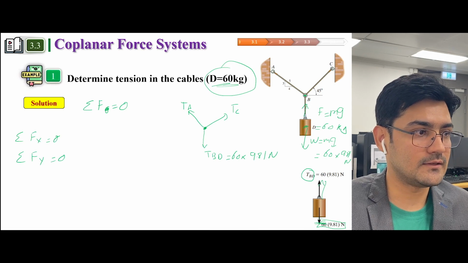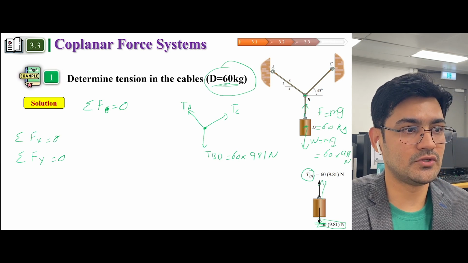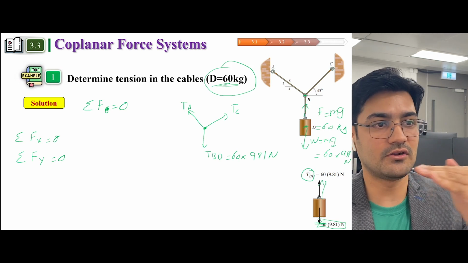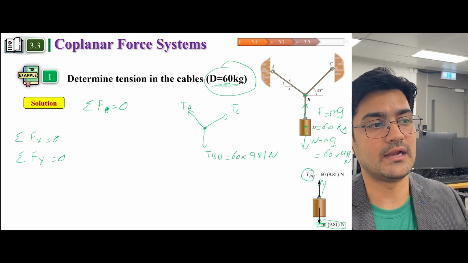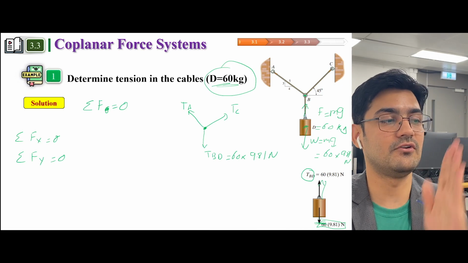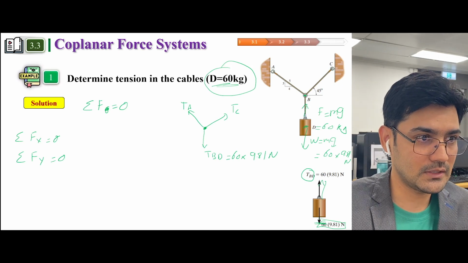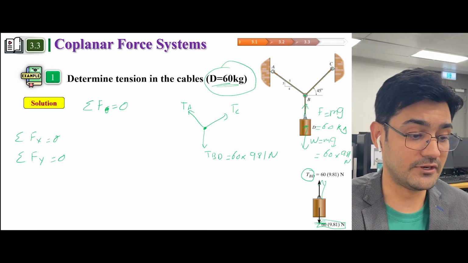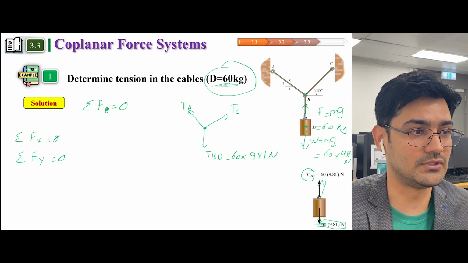Now summation of f of x is equal to 0, it means that we have all the components that are acting on horizontal or x-axis. We can write it down and the summation would be 0. Same would be for the vertical forces. Now how many forces are acting on horizontal and how many forces are acting on vertical? Let's just try to find out this.